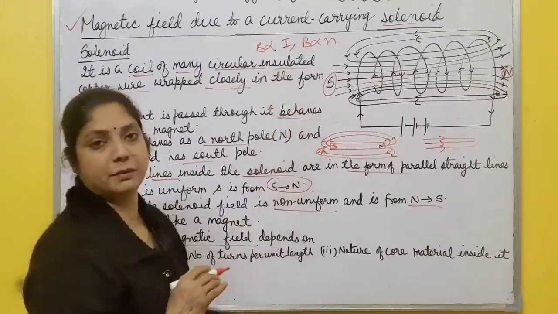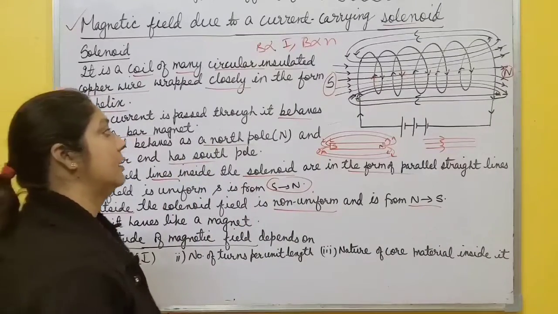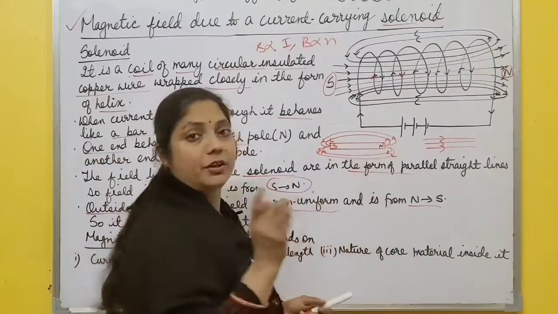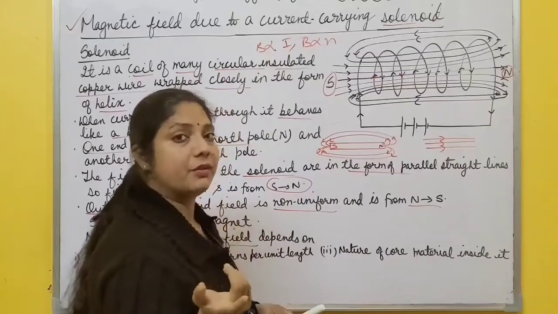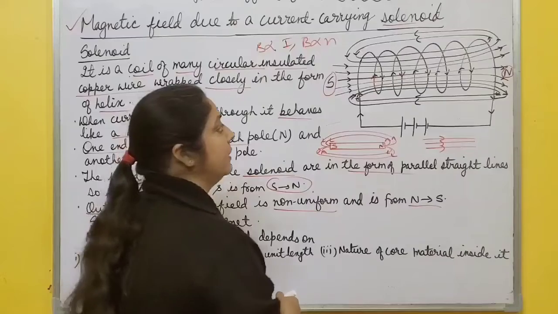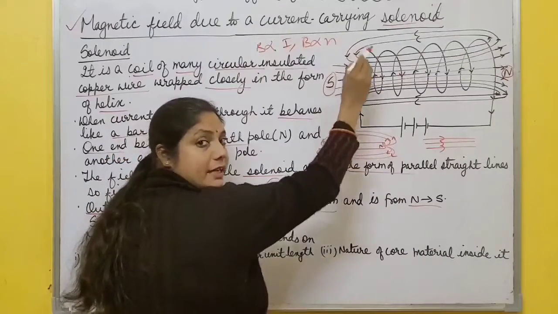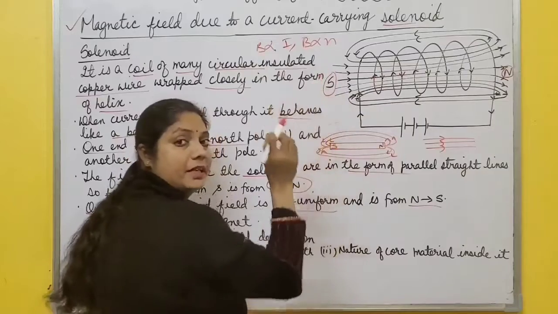In this way, you explain magnetic field due to a current carrying solenoid. But there is one rule. You already studied about the clock rule. You can easily find the north pole and south pole. According to that rule, what happens? The end at which current is flowing in anti-clockwise direction, that end of the solenoid behaves as the north pole.